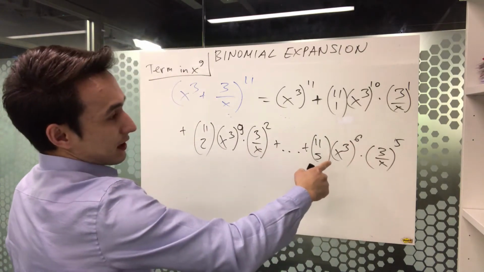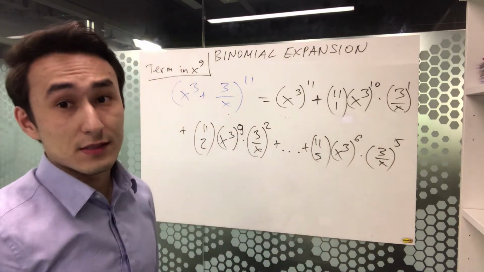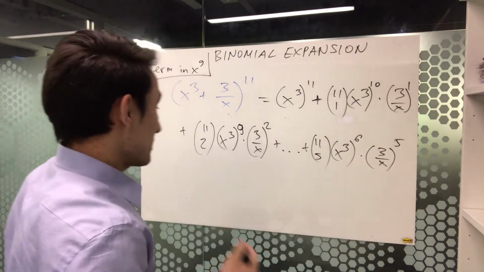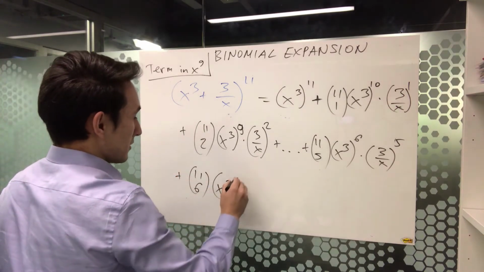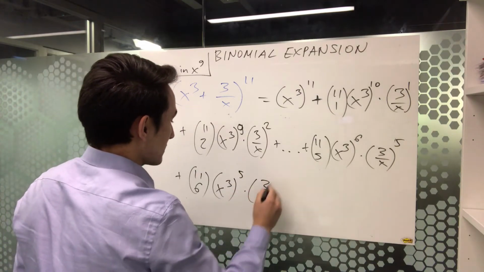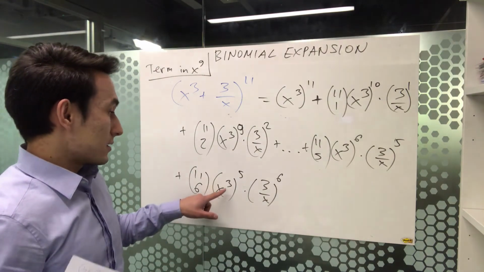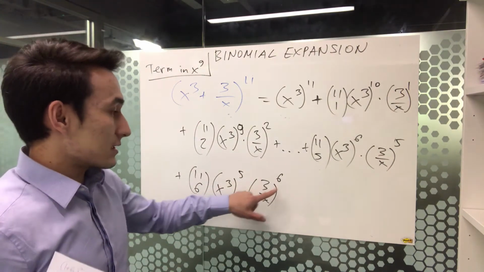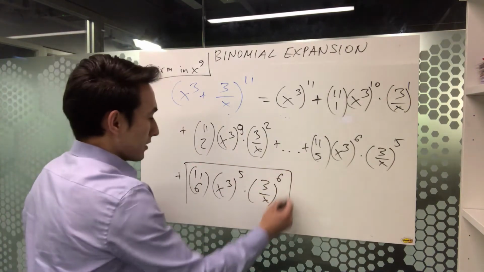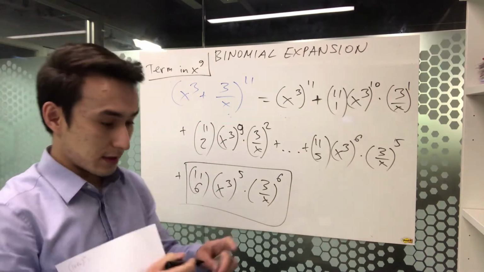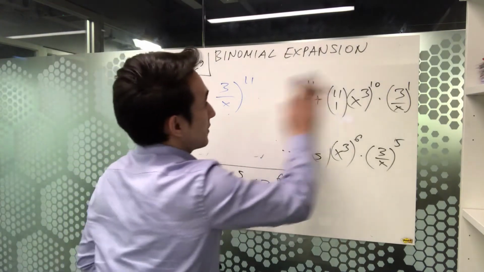Okay, is this x to the 9? Let's see. 3 times 6 is 18, and then x to the 5. 18 minus 5 is 13. This term is not x to the 9. Okay, let's go further: 11 choose 6, (x cubed) to the 5, and then (3 over x) to the 6. I think this one will be x to the 9. So 3 times 5 is 15, and then there's x to the 6 on the bottom. 15 minus 6 is 9. Okay, we found a term. We're going to focus on this term. I'll erase everything else from here.